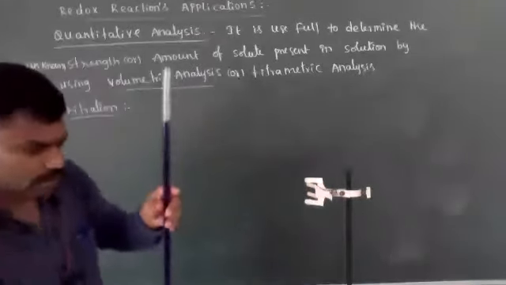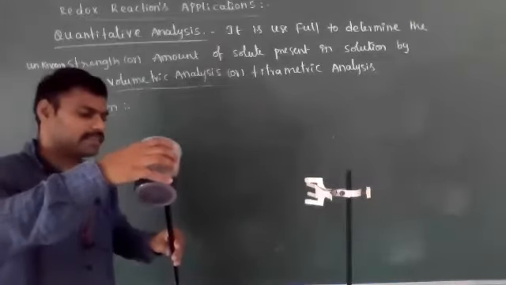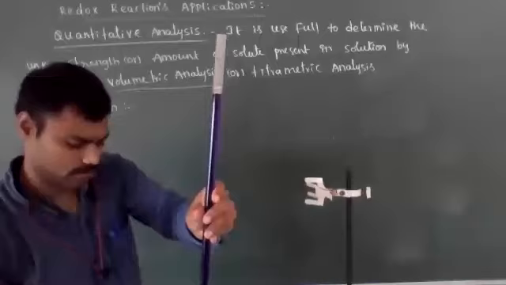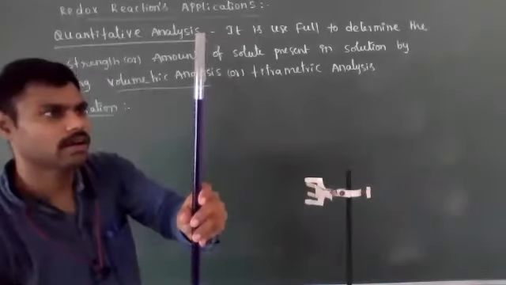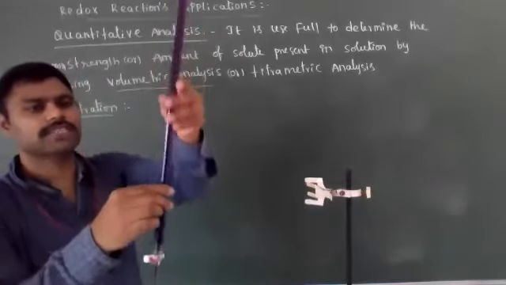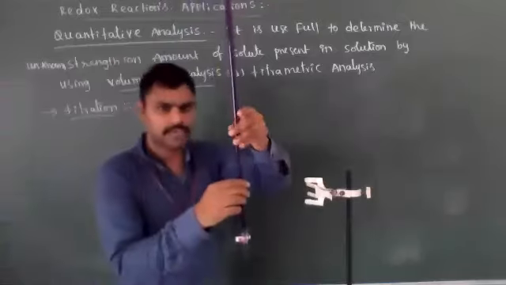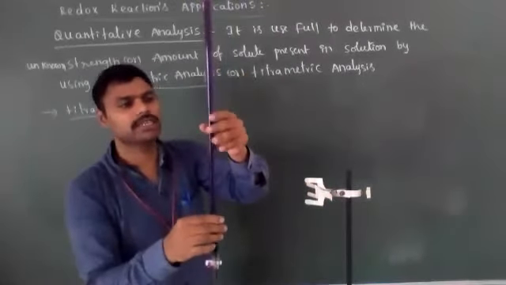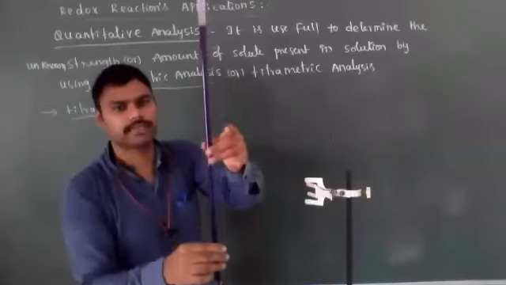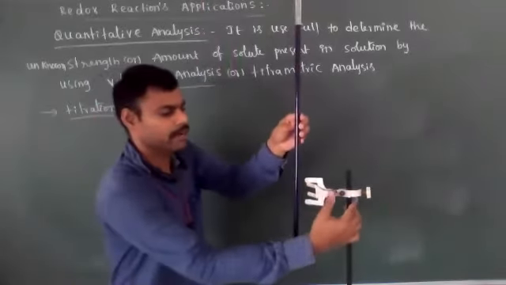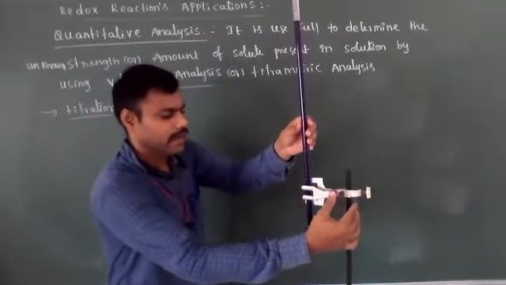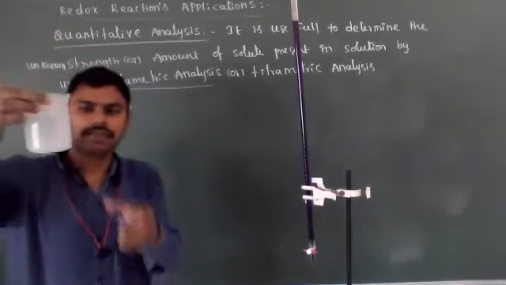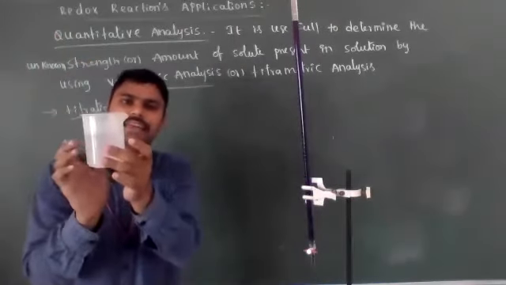Now we have to adjust the 0 mark. This solution strength we don't know, so I filled that solution in the burette, KMnO4 solution, potassium permanganate solution. And another solution, this is oxalic acid solution. The strength they will give in the exam.